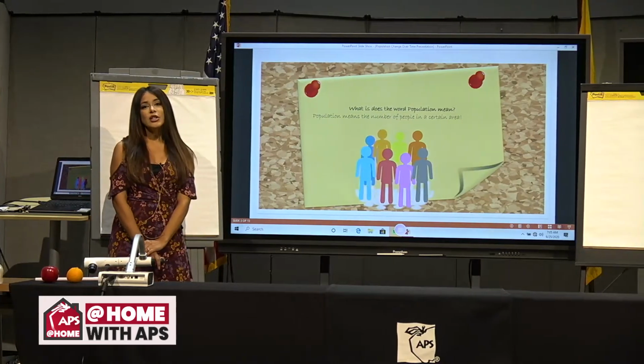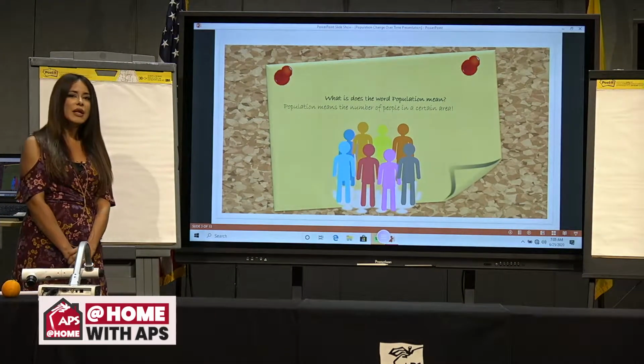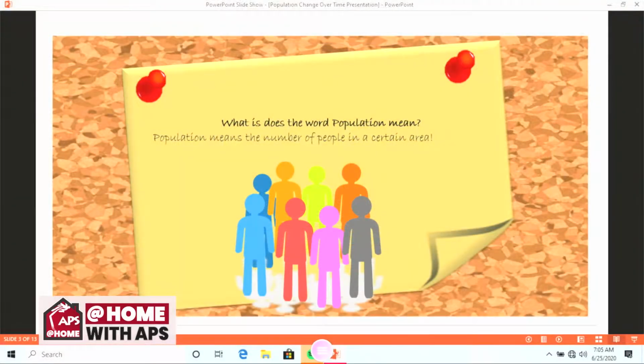Now, in our title, there is also the word population. Population is a big word, and what exactly does that mean? Population means the number of people in a certain area. It can be any type of area. For example, the population in my home is only 2 people.